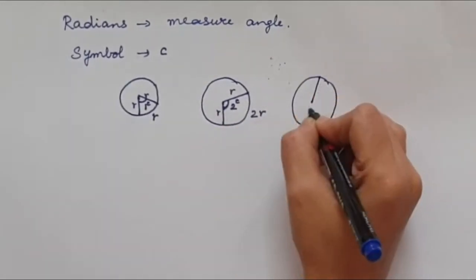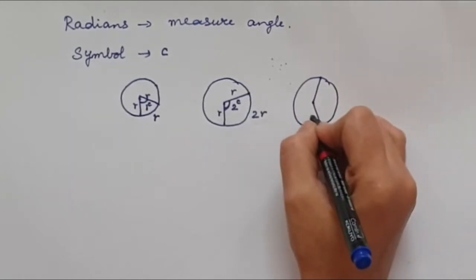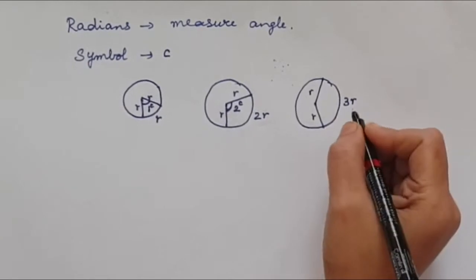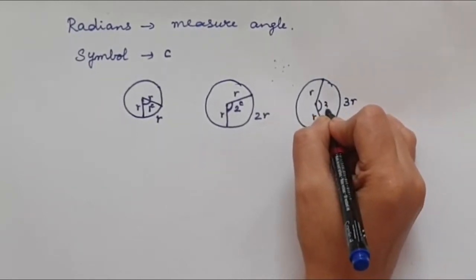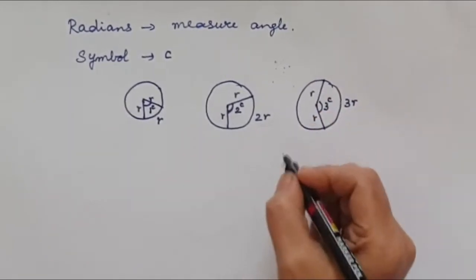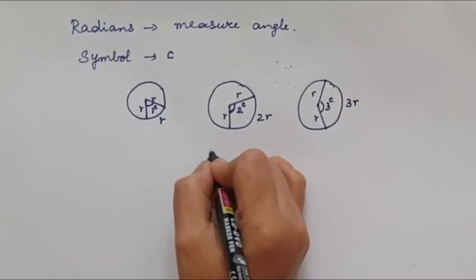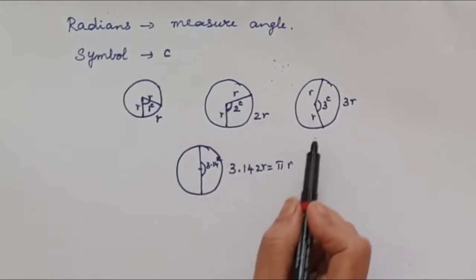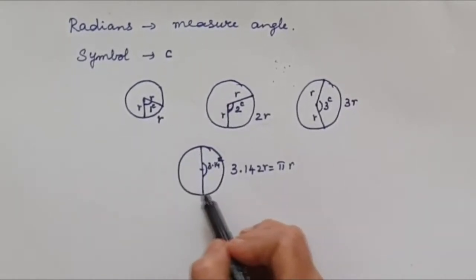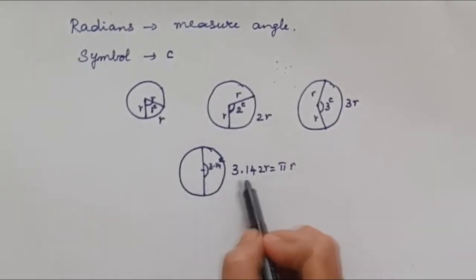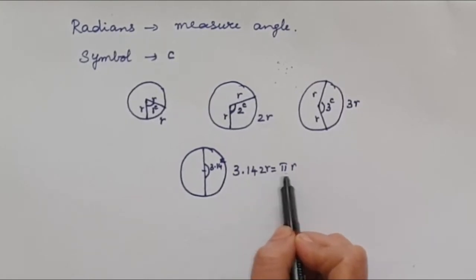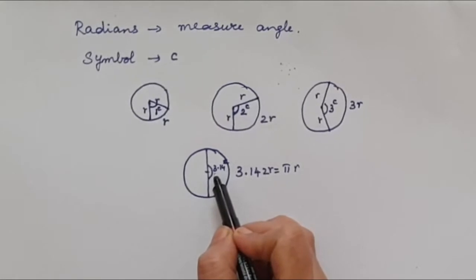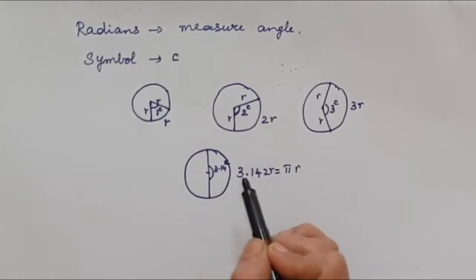If we have a circle and the radius is again R, and this length is 3R, then this will be 3 radians. So when we keep on extending this further, if we have a circle with arc length 3.14 R, that is pi R, then the angle will be equal to 3.142 radians.